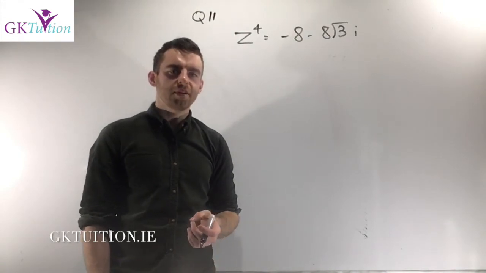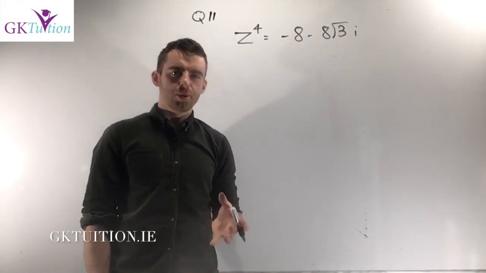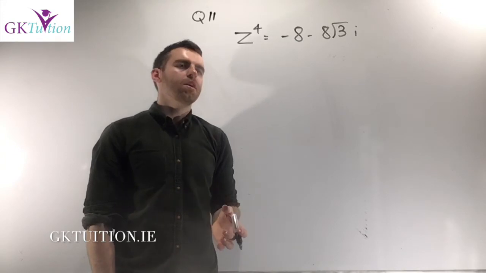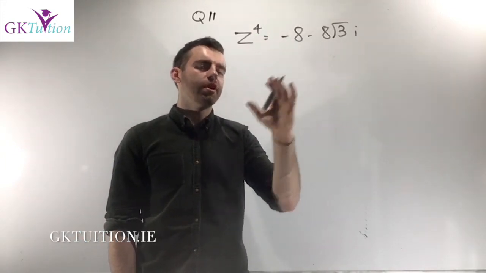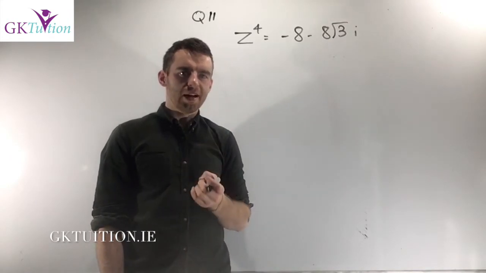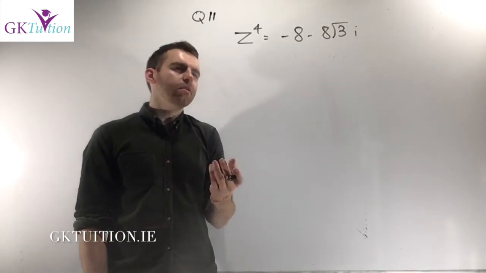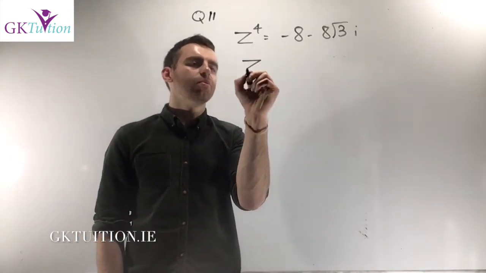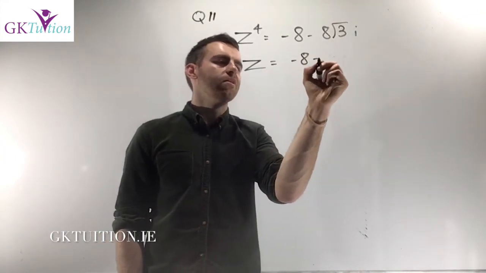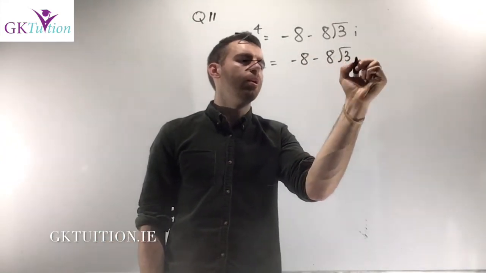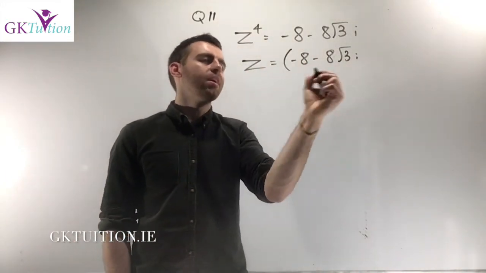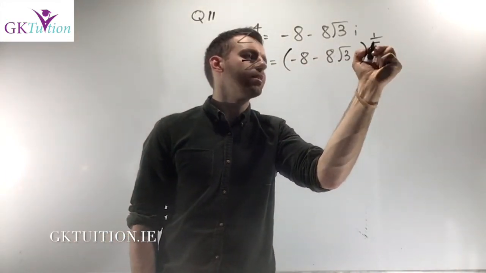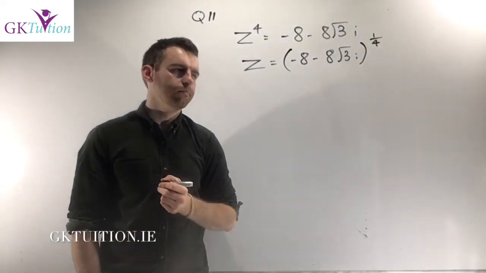Okay, in question 11 here, we were going back to complex numbers, which we haven't looked at in a long time. You were told that z to the power of 4 equals minus 8 root 3i, and you were asked to find the values of z. If you know z to the power of 4, then clearly to work out what z is, you get the fourth root of both sides. So if I get the fourth root of the left-hand side, I'm just left with z, and I could say it's the right-hand side to the power of a quarter.